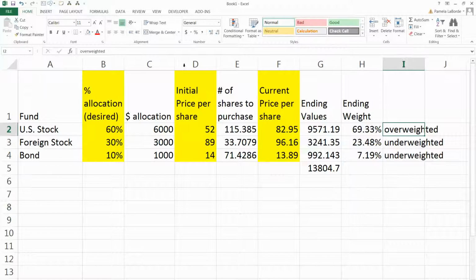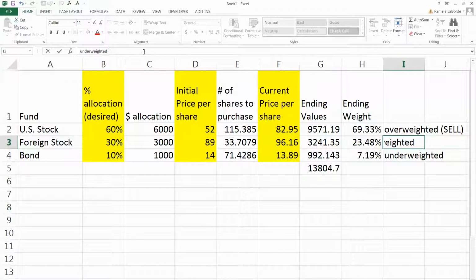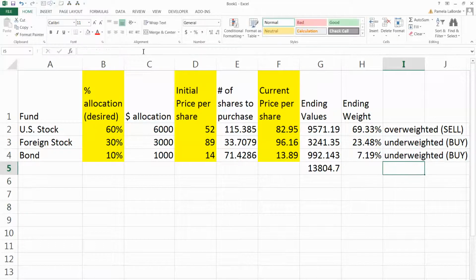So what I'm going to have to do with the stock fund is sell some of my shares. What I'm going to have to do with the foreign stock fund is buy some more shares. And what I'm going to have to do with the bond fund is buy some more shares. But now we need to figure out exactly how much to sell and exactly how much to buy.